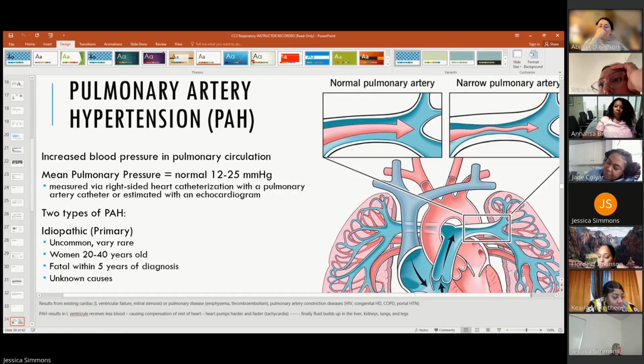So the pulmonary artery hypertension results in the left ventricle receiving less blood. This causes compensation for the rest of the heart. The heart has to pump harder, it has to pump faster, and eventually it leads to heart failure where you have fluid building up peripherally within the lungs. I mean, it's just fluid buildup everywhere from heart failure.